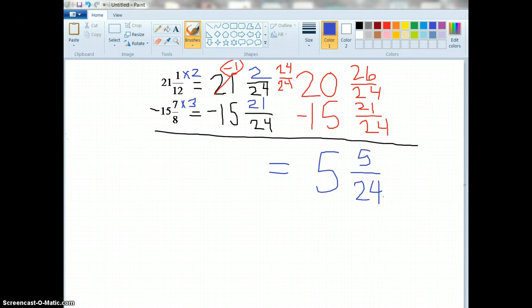Again, there are several ways you can subtract mixed numbers. You can convert each one to an improper fraction and then go about your normal steps. Or you can borrow and get the same correct answer.